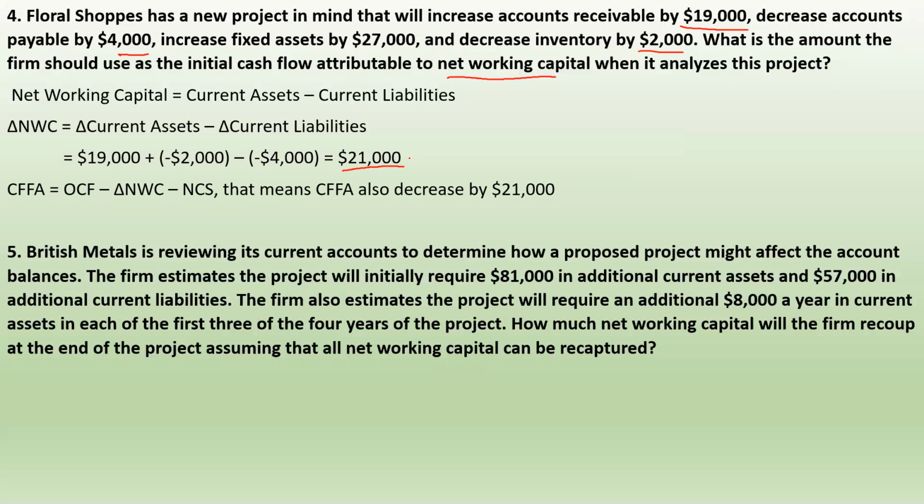Which means you invest 21,000 US dollars in net working capital, and the cash flow from assets will decrease by 21,000 US dollars because you put money in the accounts receivable. You provide credit lines to your customers, which is basically a cash outflow for you. You also decrease the accounts payable, which is also a cash outflow because you pay more to your suppliers.